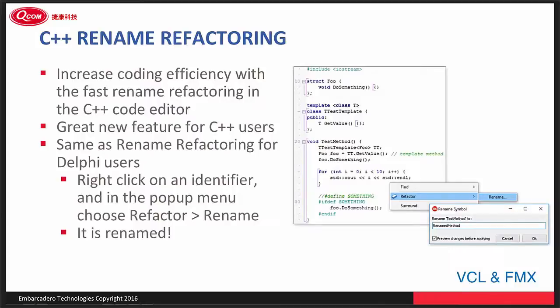So C++ has no refactorings at all at the moment, and so we're adding our first, which is rename refactoring. This is exactly the same as the rename refactoring for Delphi. It's pretty simple. You right-click on an identifier, in the pop-up menu choose Refactor Rename, and it is renamed. So this is a great new feature. It's very good for productivity. Renaming, of course, is a very common thing that you want to do when maintaining or changing your code.